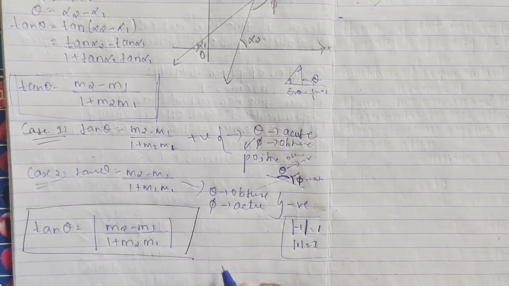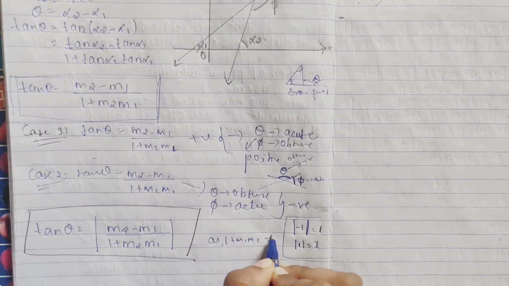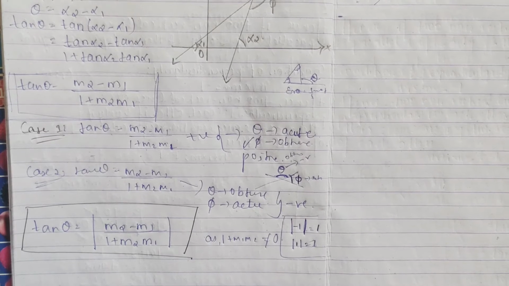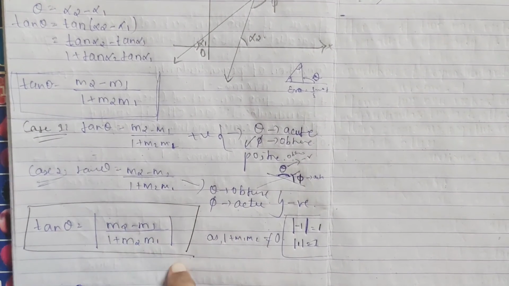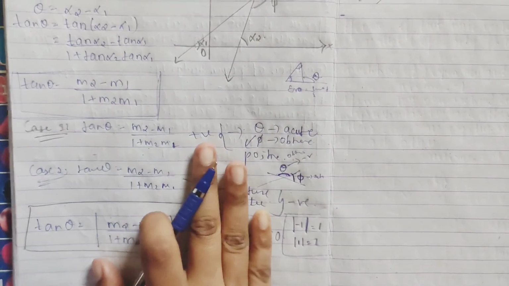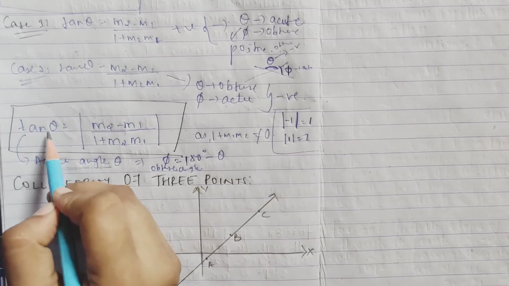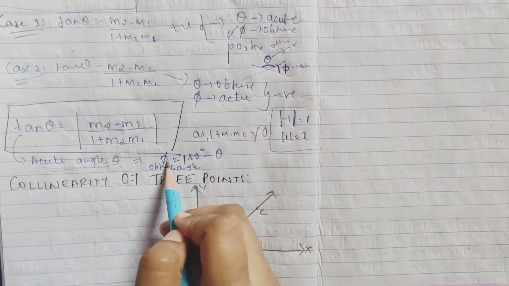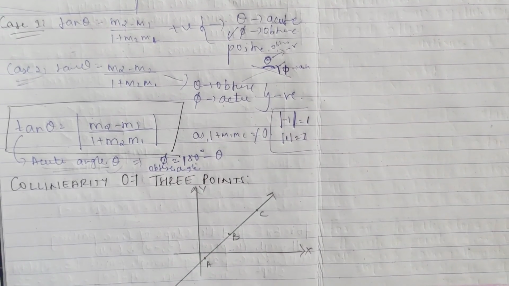Okay, as you can tell, 1 plus m1 m2 shouldn't be equal to 0. Your denominator shouldn't be equal to 0. So this is your formula for the angle between two lines. I hope this much is clear. From this you will find your acute angle, meaning theta we are finding, right? If we get the acute angle theta, we will get the obtuse angle also, right? Why? Phi will be 180 degrees minus theta. In problems you will understand what I am telling.